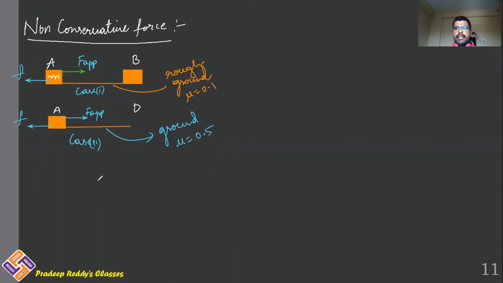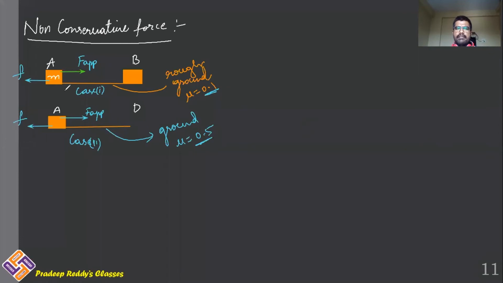These are the two different cases where you are moving the same object from position A to position B, but the surfaces are different. One is a little bit smooth surface and the other one is a little bit rough surface, because their coefficients of friction are not same. Coefficient of friction is 0.1 in the first case and 0.5 in the second case.